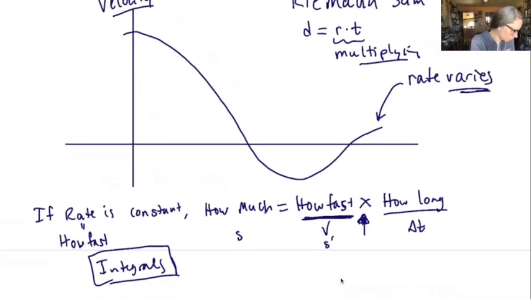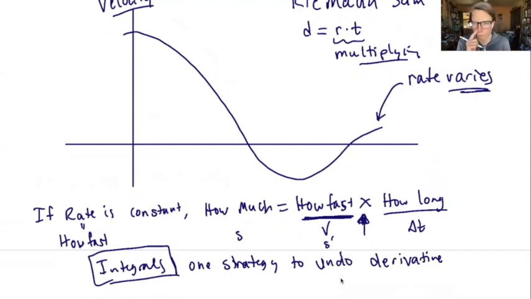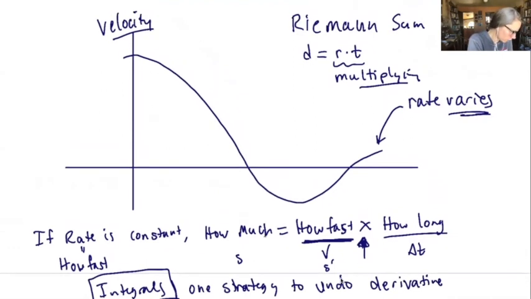But the idea is the integral is one strategy to undo a derivative. Okay, so we're working on the part of the class where we want to undo a derivative. If I give you the how fast, can you tell me the how much? And one way we started working on this is we started looking at an estimate.